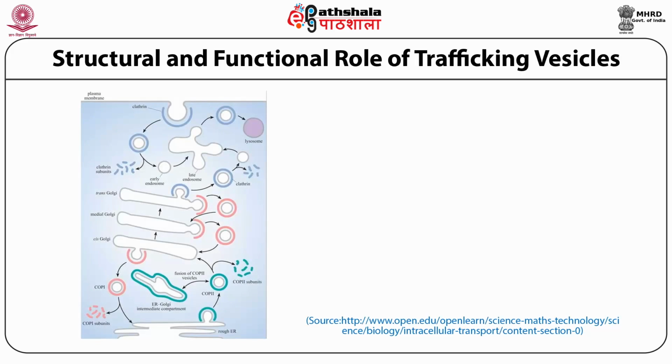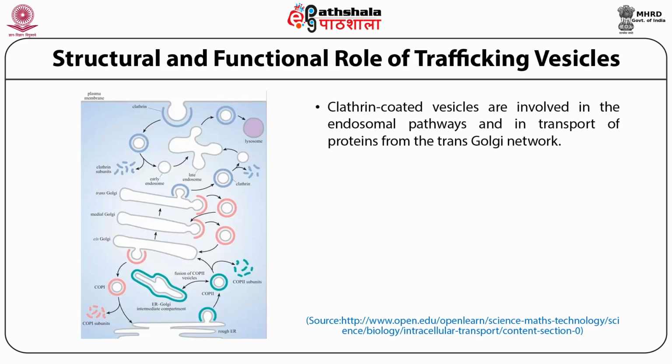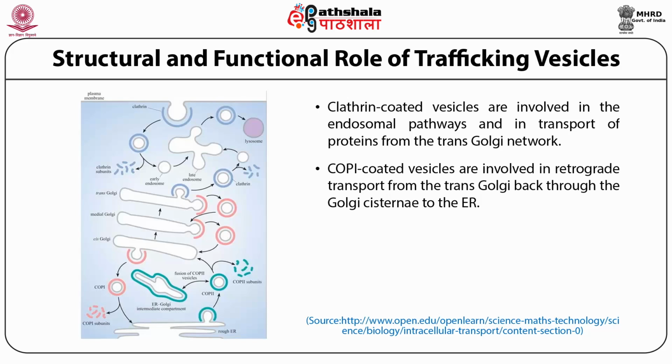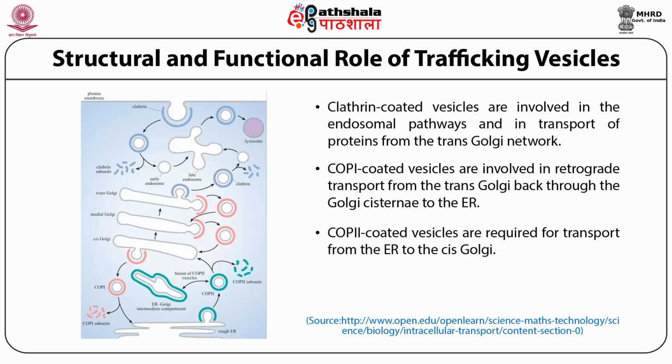This figure shows all the three coated vesicles present in a cellular system, which are clathrin coated vesicles, COP1 coated vesicles, and COP2 vesicles. Clathrin coated vesicles are involved in the endosomal pathway and in transport of proteins from the trans-Golgi network, while COP1 coated vesicles are involved in the retrograde transport from the trans-Golgi apparatus back through the Golgi cisternae towards the endoplasmic reticulum. And lastly, the COP2 vesicles are required for transport from the endoplasmic reticulum towards the cis-Golgi system.